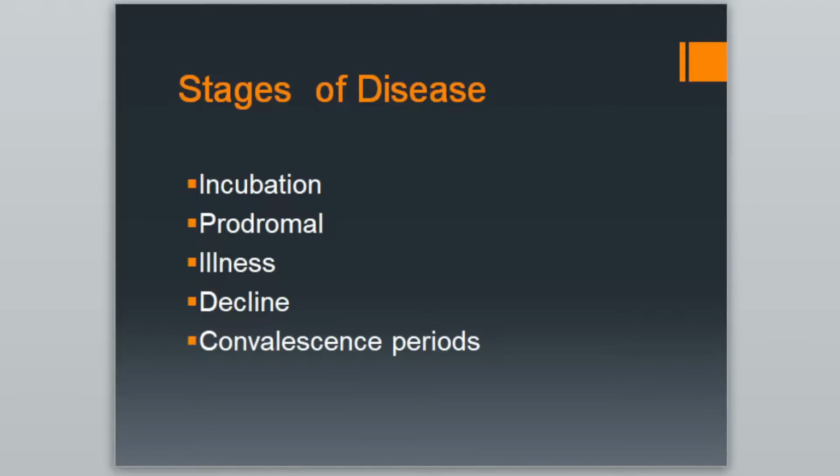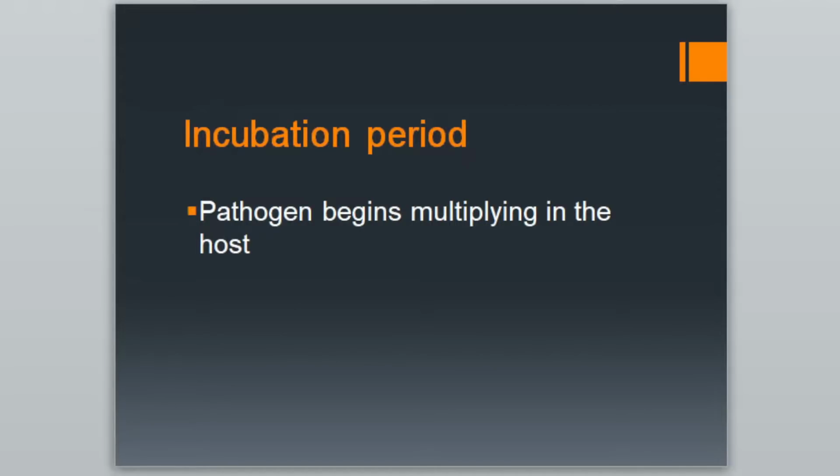Now coming to the stages of disease. So there are 5 periods of disease or the 5 stages of disease, which is the first one is incubation, followed by prodromal phase, illness, decline and convalescence periods. So starting from the incubation period. Incubation period occurs in the acute disease. After the initial entry of the pathogen, when your pathogen enters the host body, this incubation period starts.